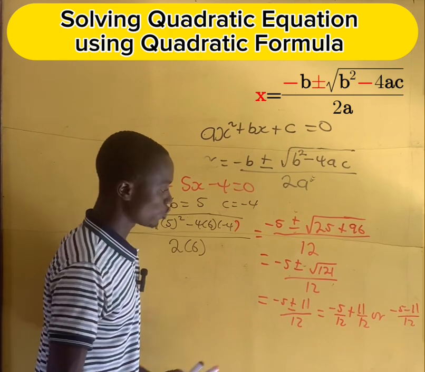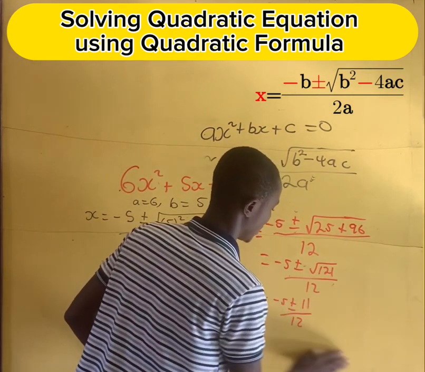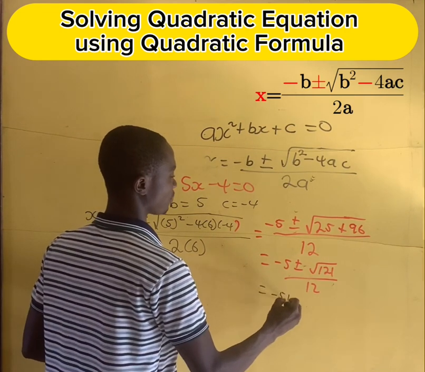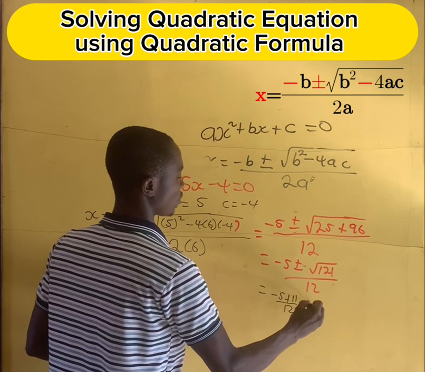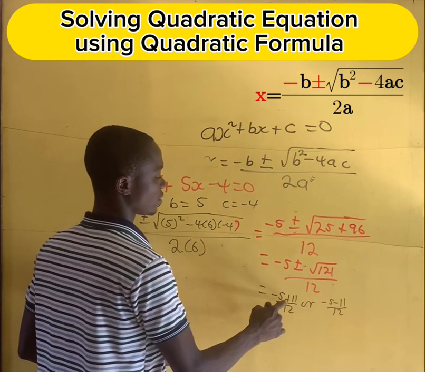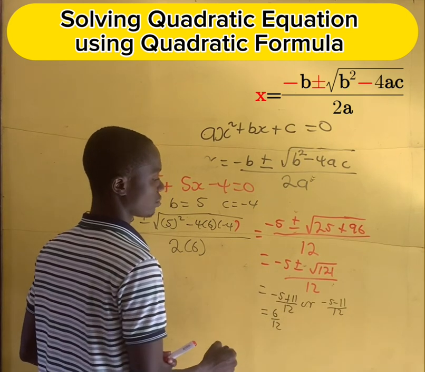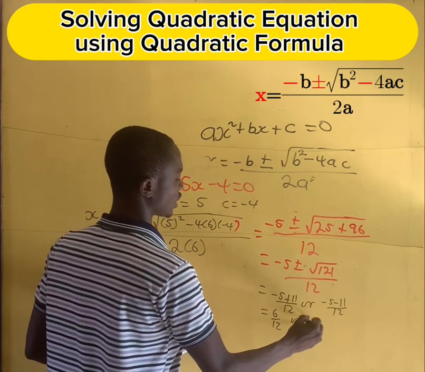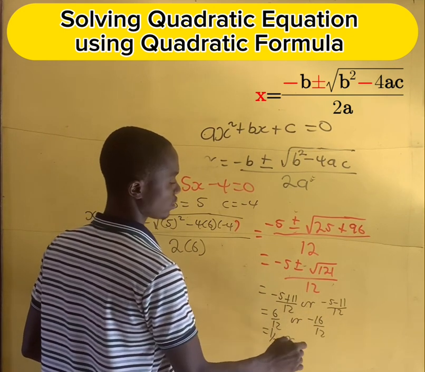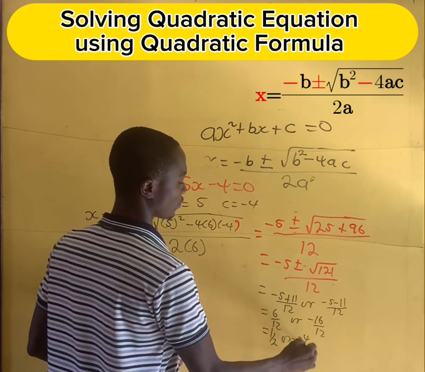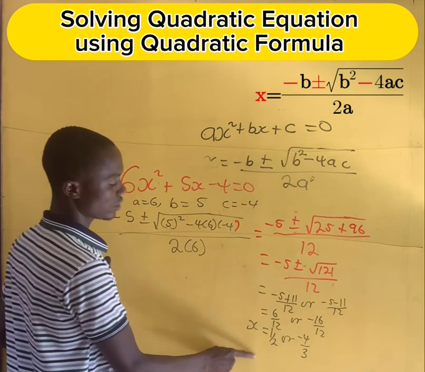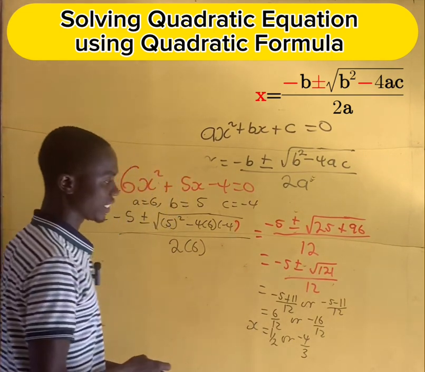Okay, this one is simple. So we don't need to expand it this way. Let us do it this way. We have minus 5 plus 11 on 12, or minus 5 minus 11 on 12. So this will give us positive 6 on 12, or this will give us minus 16 on 12, and this will give us 1 out of 2, or 4 goes here, minus 4, 4 goes here, positive 3. So for this one, x equals 1 on 2 or minus 4 on 3 in a very simple way.